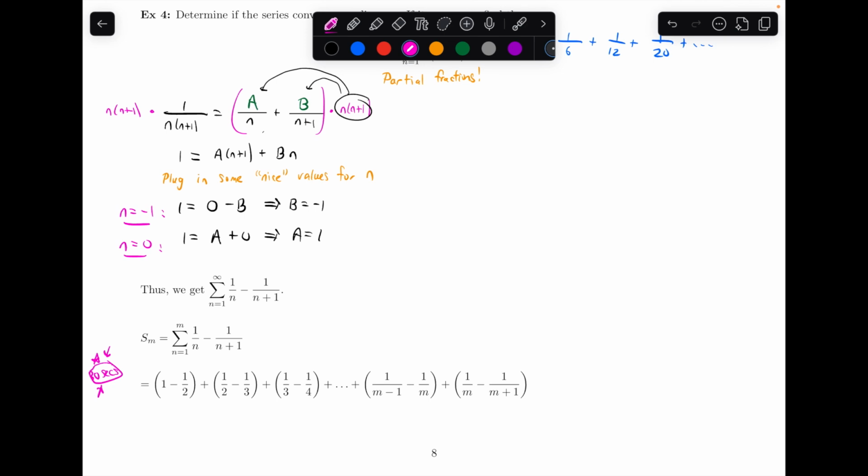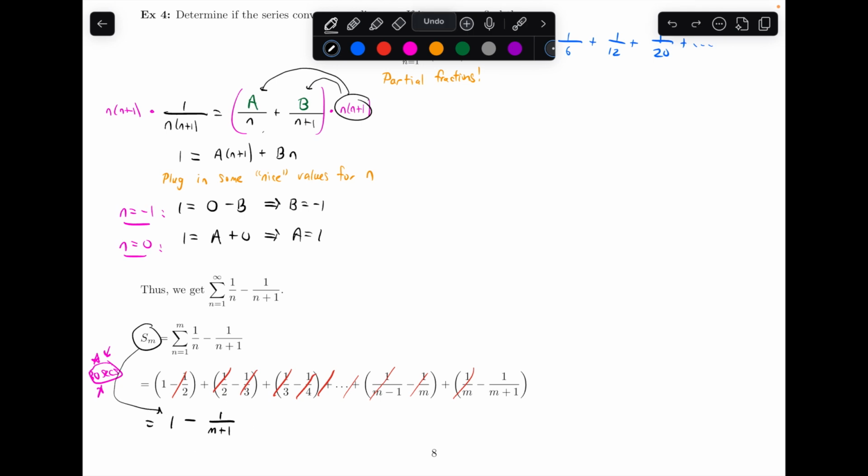Okay, so hopefully you did that. The really nice thing is there's a bunch of cancellation. Minus 1/2, positive 1/2. Minus 1/3, positive 1/3. There's a negative and a positive 1/4 here. The 1 over m minus 1 will cancel with the negative version of that before, and the negative 1 over m and the positive 1 over m cancel. In fact, all that survives is this 1 at the front, and then minus 1 over m plus 1 at the end. So the sum of the first m terms ends up just being this.